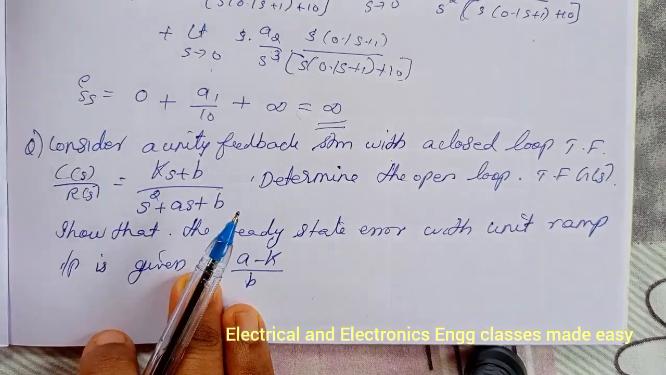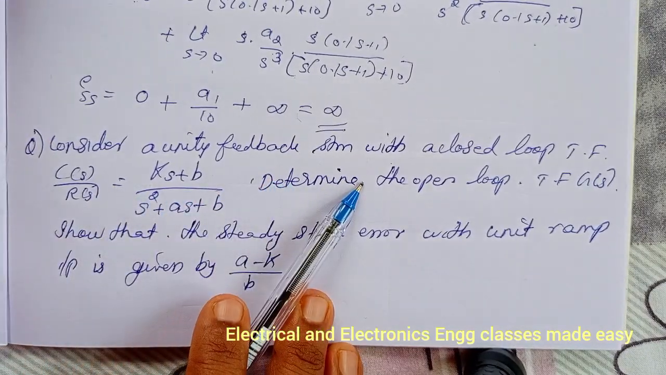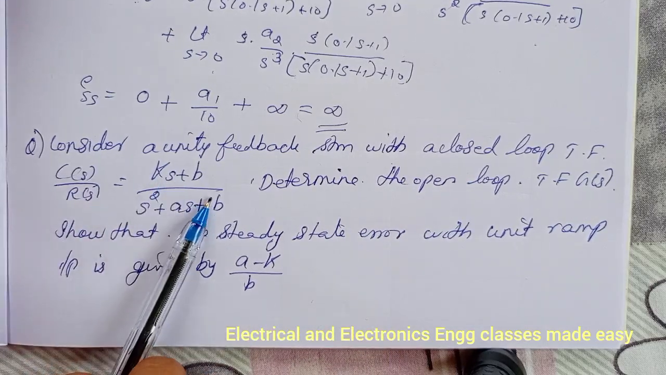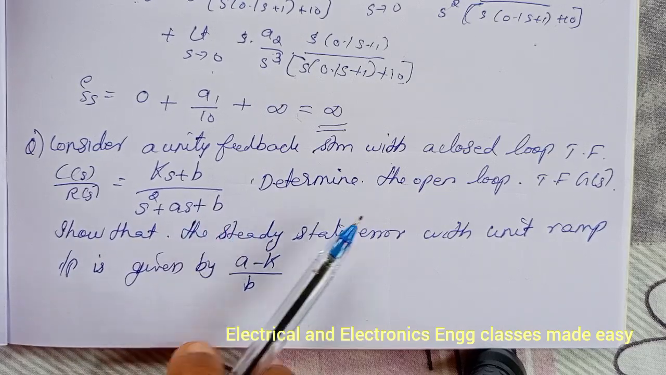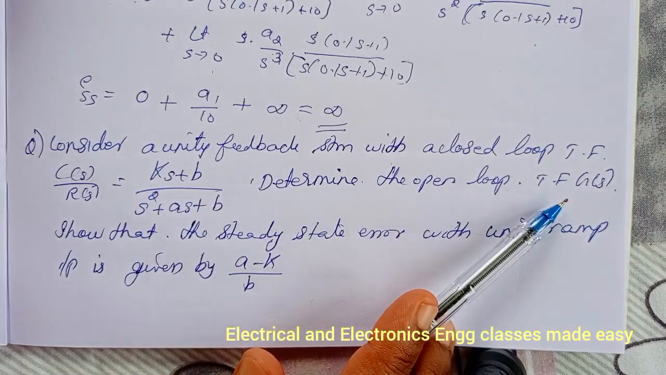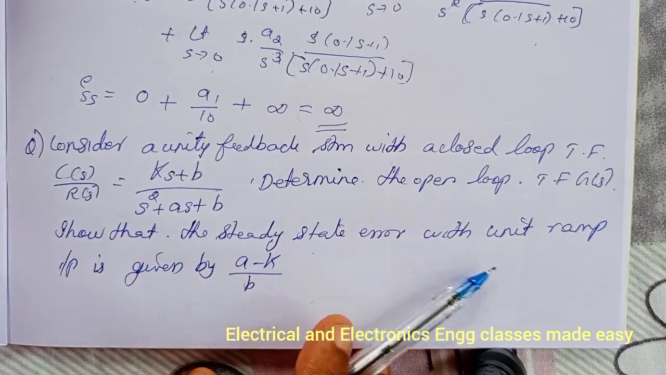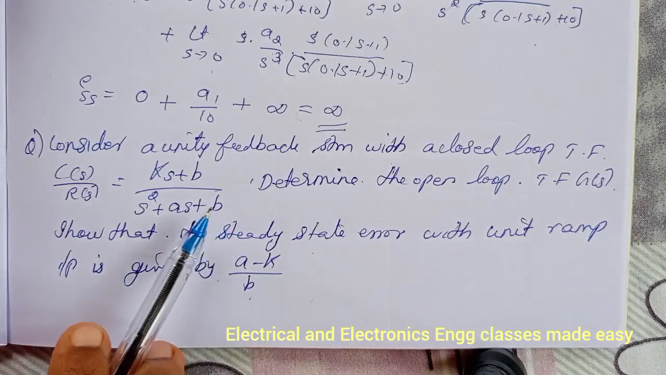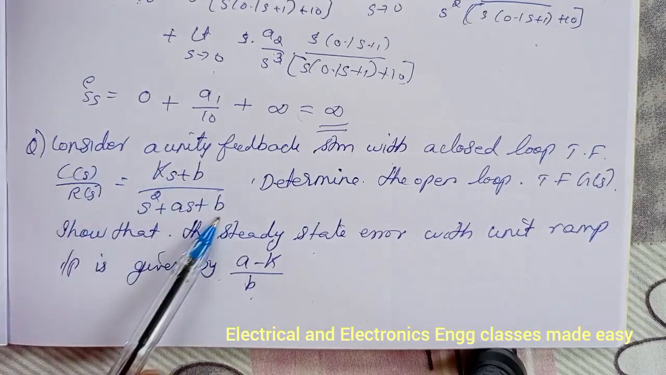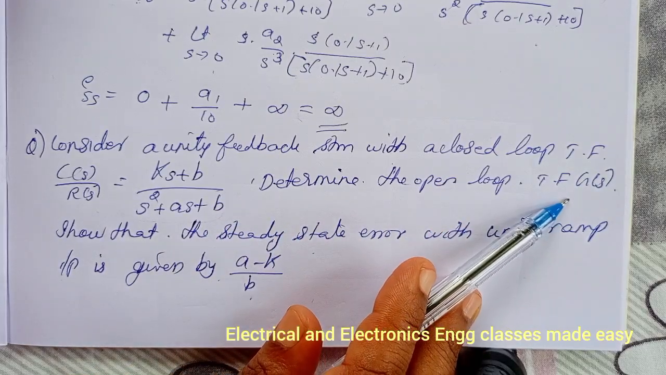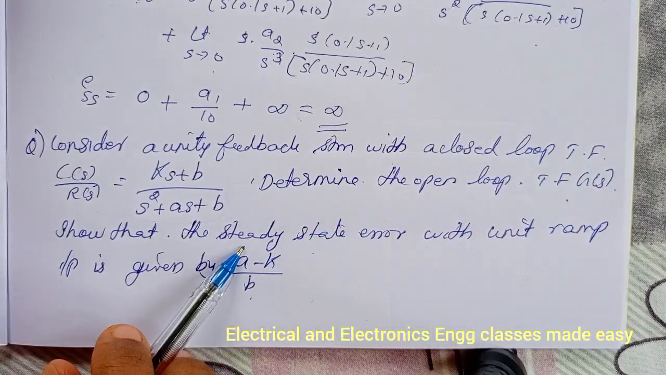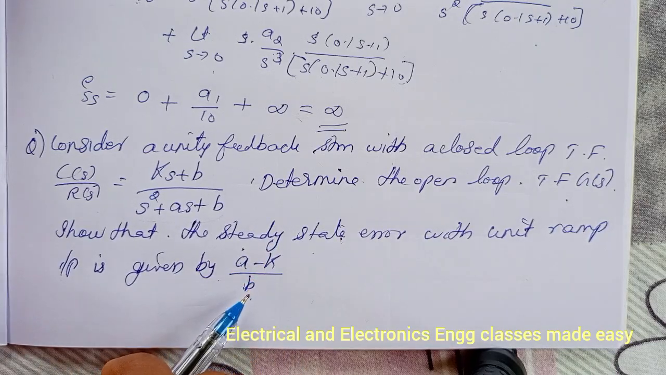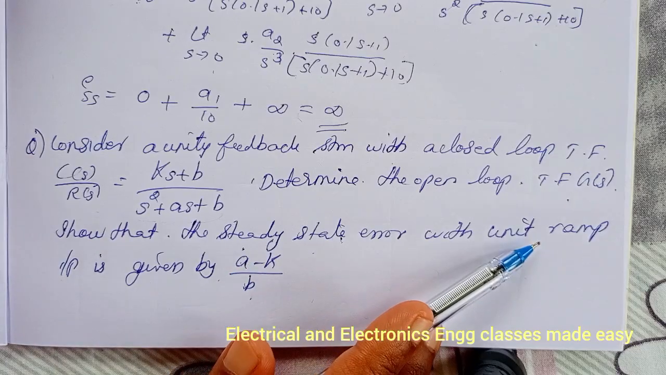Let us go for another example. Consider a unity feedback system with closed loop transfer function C of s divided by R of s equal to Ks plus B divided by S square plus As plus B. Determine the open loop transfer function G of s. Show that the steady state error with unit ramp input is given by A minus K by B. So here the closed loop transfer function is given and we have to find G of s. Also we have to find the steady state error and we have to show that it is equal to A minus K divided by B with the unit ramp input.